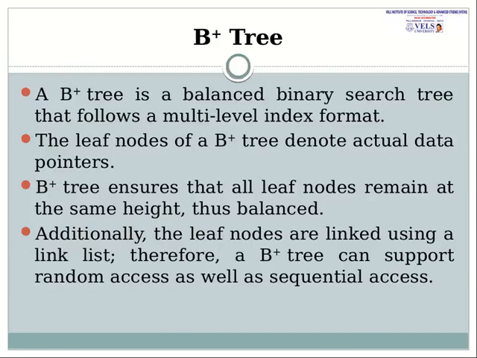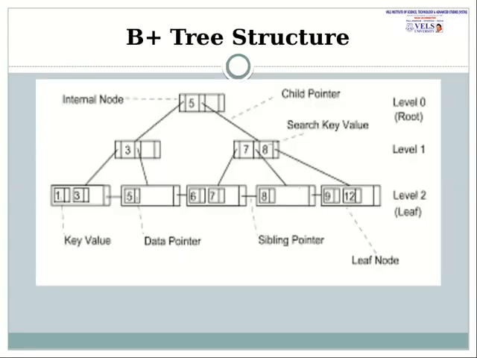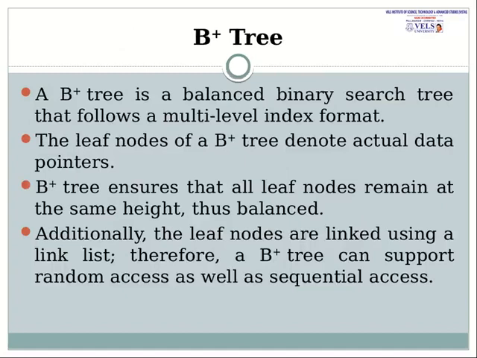And next one is B plus tree. This technique, the B plus tree, is a balanced tree that follows a multiple level index format. So the multiple level index format supports this B plus tree. The leaf nodes of the B plus tree denote actual data pointers. Here the pointers to actual data will reside in the leaf nodes. A B plus tree ensures that all leaf nodes remain at the same height and thus balanced.